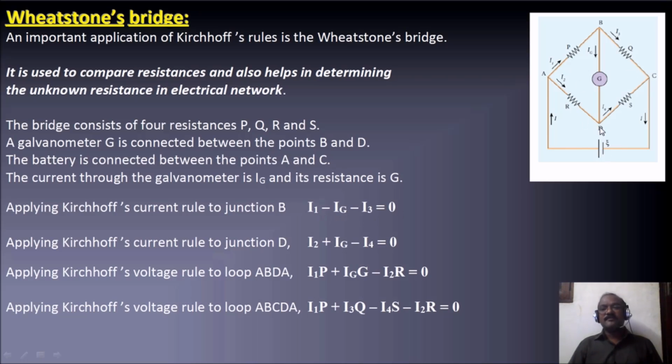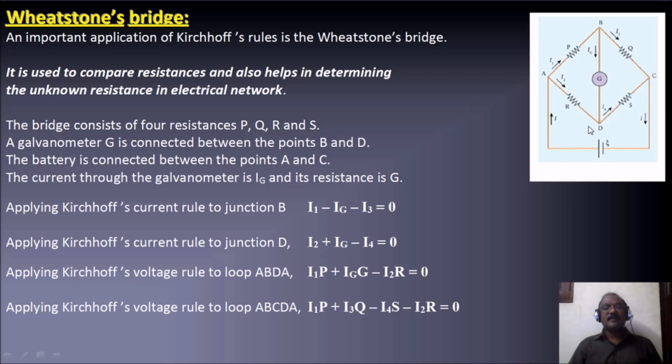Now take the junction D. In this, the current flowing through R is approaching, and also the current coming from Ig is approaching, but the current through S is leaving the circuit. So both the currents will take plus sign and this will take a minus sign. Now we come to this equation, I2 plus Ig minus I4 equal to 0.